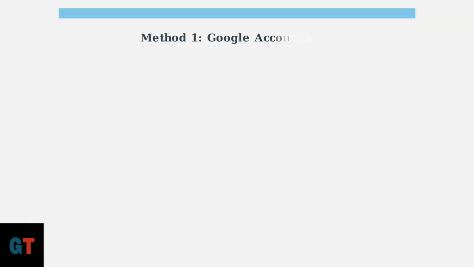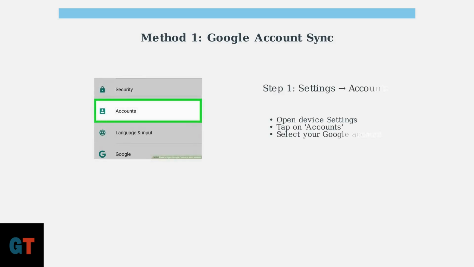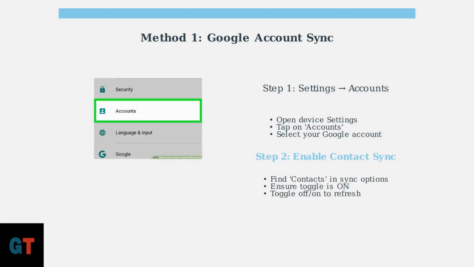Method 1. Check your Google account sync settings. This ensures your contacts are actively syncing with your Google account. First, open your device settings and navigate to Accounts. Look for your Google account in the list. Once in your Google account settings, make sure Contact Sync is enabled. Toggle it off and on again to refresh the sync if needed.